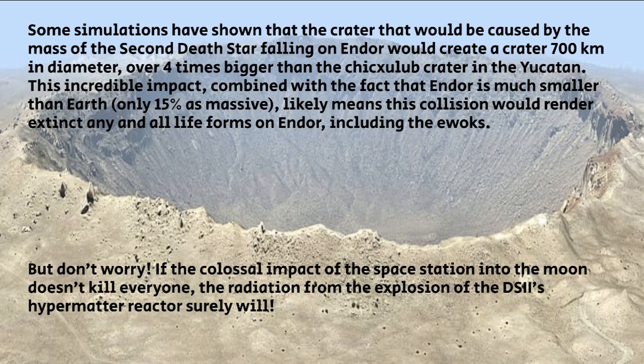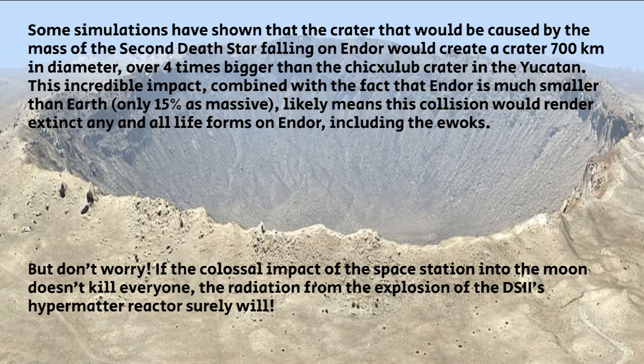Some simulations have shown that the crater that would be caused by the mass of the second Death Star falling on Endor would create a crater 700 kilometers in diameter, over 4 times bigger than the Chicxulub crater in the Yucatan. This incredible impact, combined with the fact that Endor is much smaller than Earth, only 15% as massive, likely means this collision would render extinct any and all life forms on Endor, including the Ewoks.